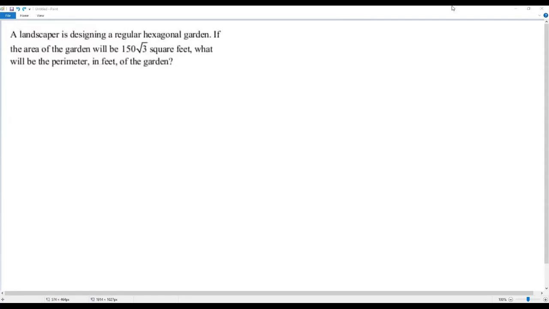Here we have a SAT math problem. Okay, let's go to the question. A landscaper is designing a regular hexagonal garden. If the area of the garden will be 150 times square root of 3 square feet, what will be the perimeter in feet of the garden?